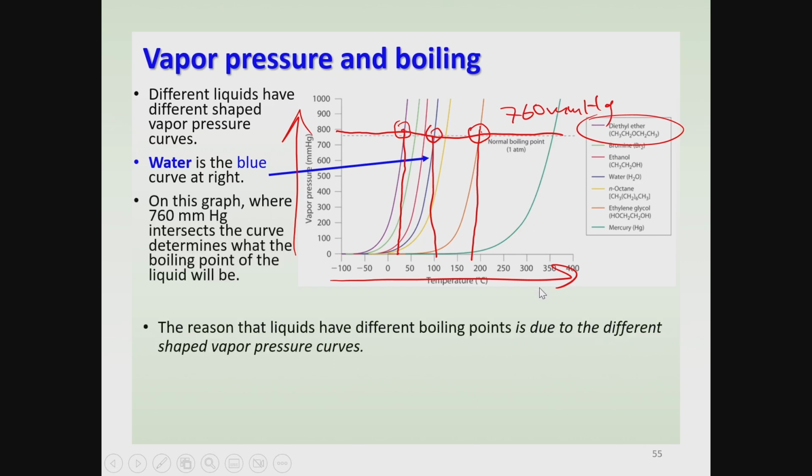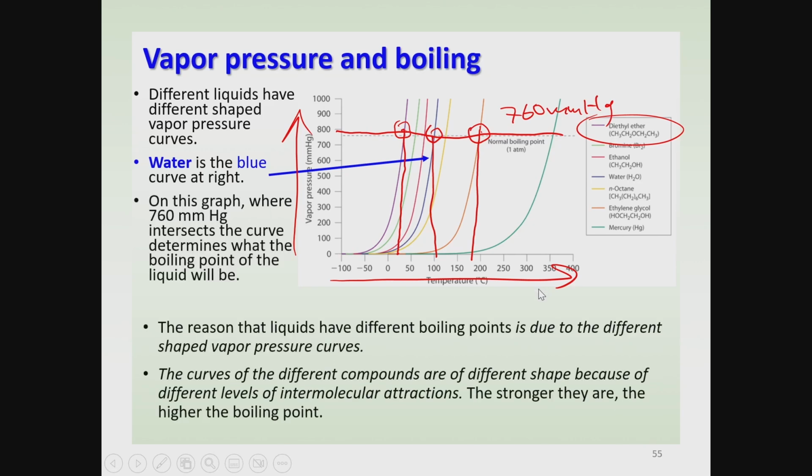And so I just also want to point out here, the reason why these liquids have different shapes of vapor pressure curves is due to the different kinds of interactions between the molecules. So with diethyl ether here, the purple one I'm pointing to, it boils at a relatively low temperature because the interactions between the molecules are not that strong. So as I recall, diethyl ether will, of course, have dispersion interactions, and it'll have some dipole-dipole interactions, but that's it.